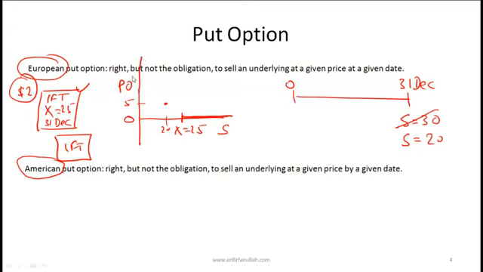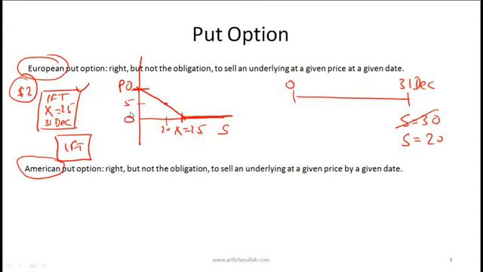And if we draw this overall payoff diagram, what we will notice is something like this, where as the price goes lower and lower, the payoff on the put option becomes higher and higher, and the highest possible payoff is 25, which you get if the stock price goes down to 0.